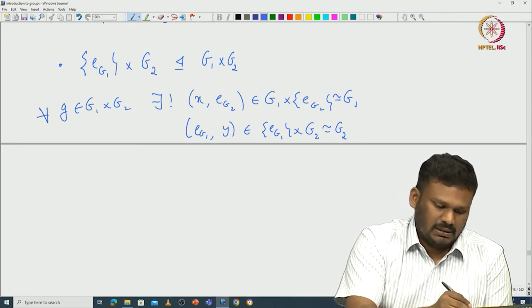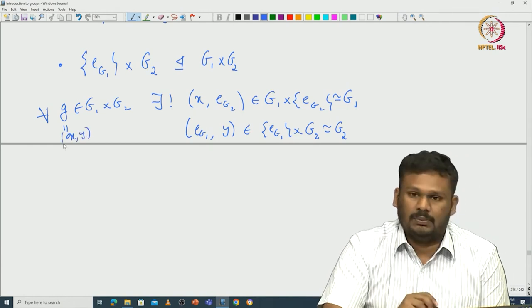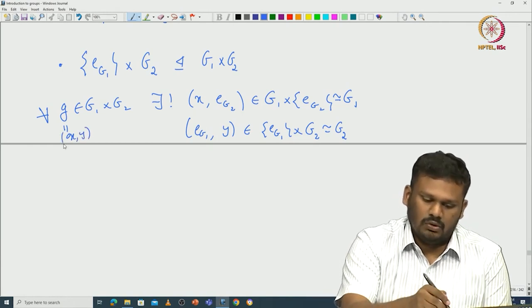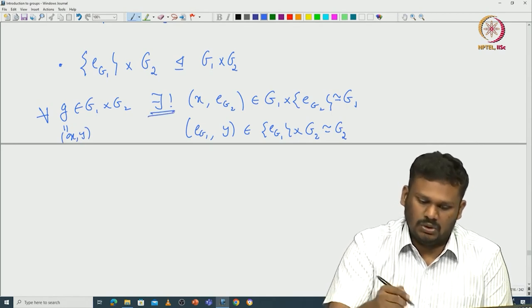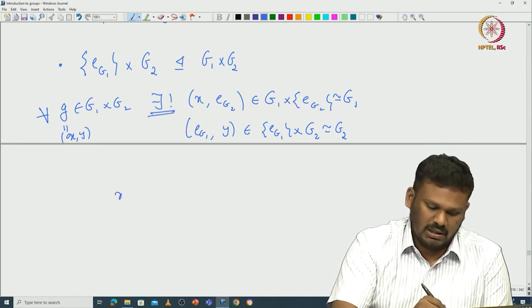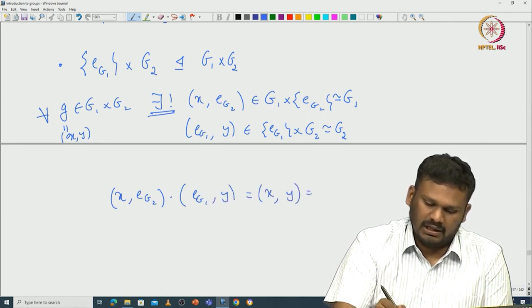And you can see that given g, which is denoted by the tuple (x, y), there exist unique elements x in G1 and y in G2 such that the product of these two elements is exactly the given element g.